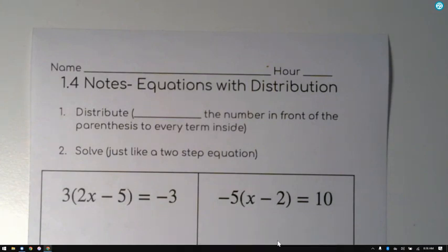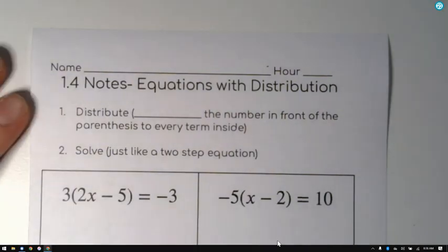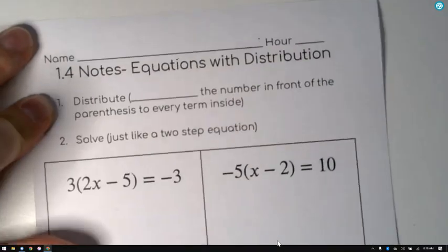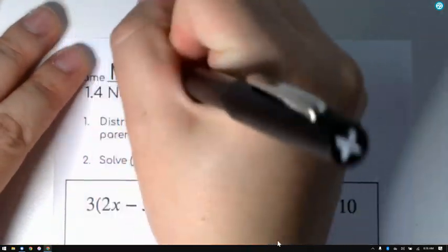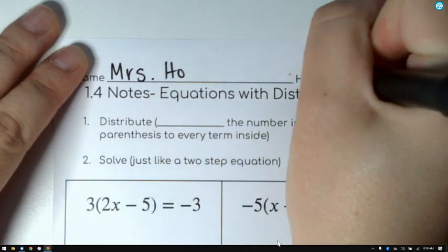Okie dokie. So today we are looking at equations that we have to distribute in. This note sheet is just a front, no back, so we'll be able to just glue it in. Go ahead and put your name on it though, just in case it doesn't get glued in. This is second hour.